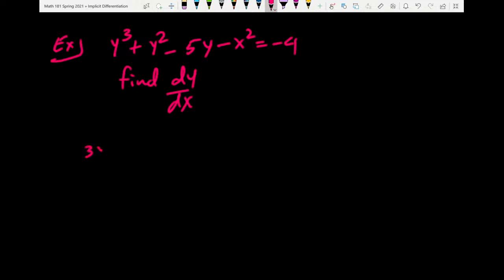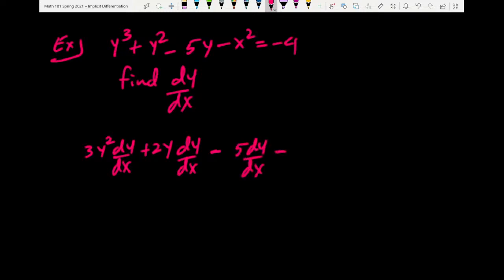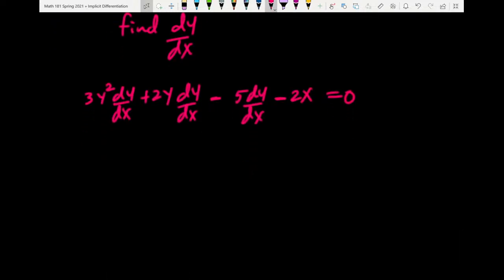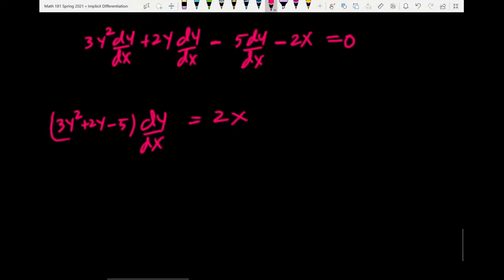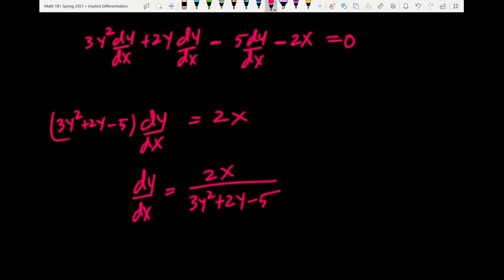So 3y squared dy/dx plus 2y dy/dx minus 5 dy/dx minus 2x dx equals 0. From there, I get 2x equals (3y squared plus 2y minus 5) dy/dx. Wow, this problem is so easy. I can't believe I gave you all this time. I get dy/dx equals 2x over 3y squared plus 2y minus 5.